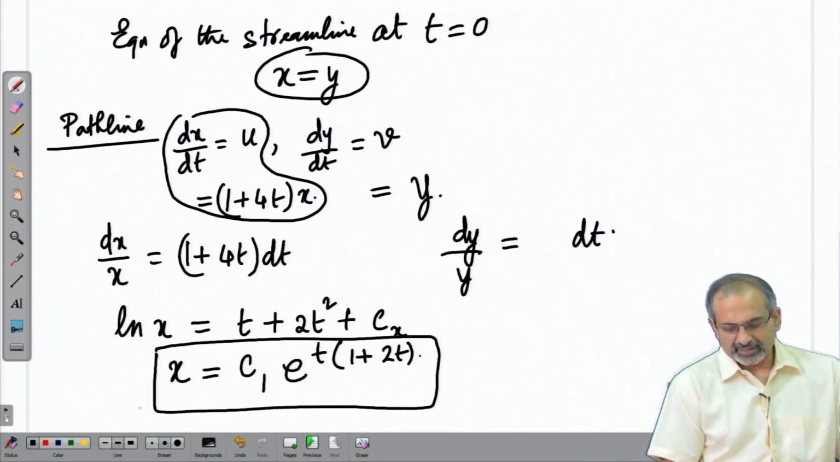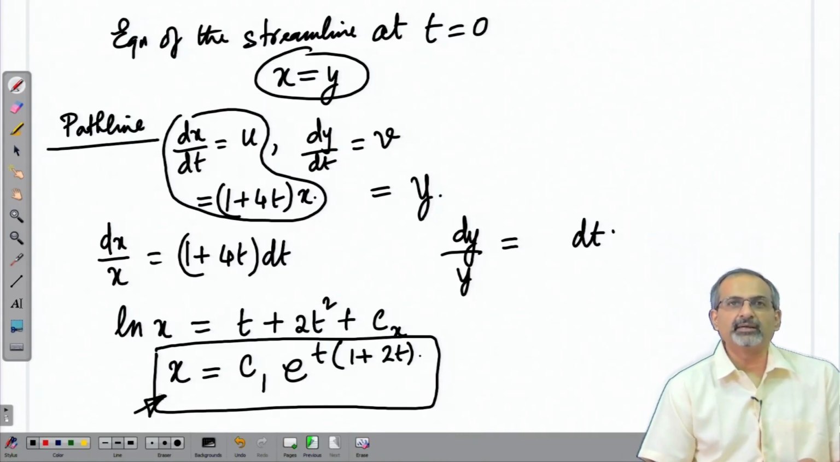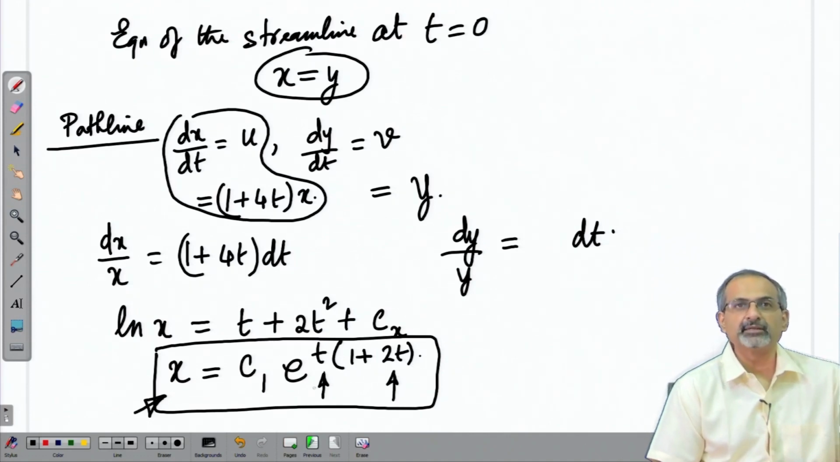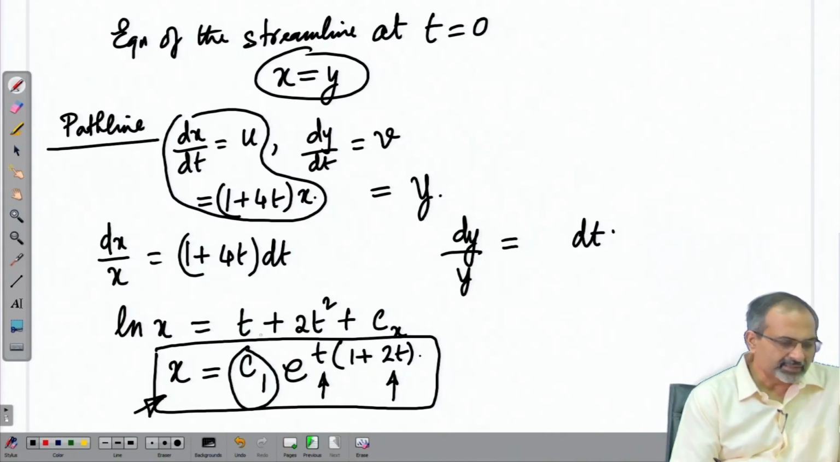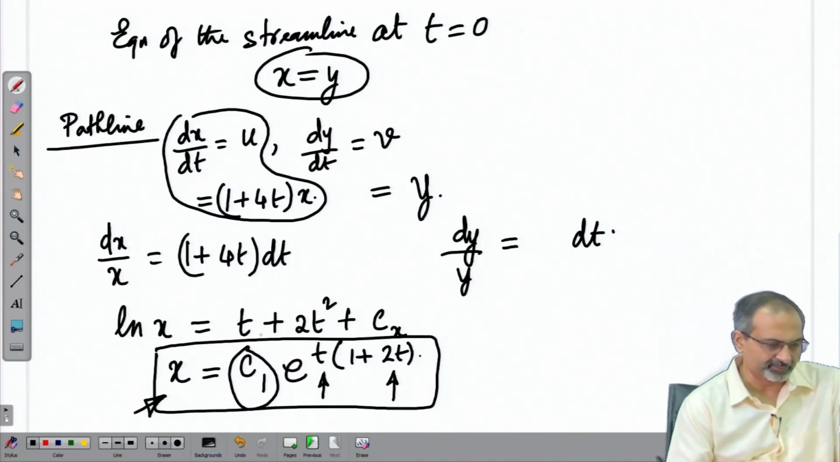Okay. So, you can see that it is actually going to tell us the location of that fluid element at a given time. When you substitute a non-zero time here, you will get the location of that particle, as long as you know the value of C1. That C1 value of course has to be worked out from the initial condition. We will do it later.